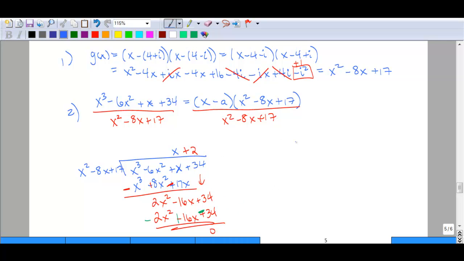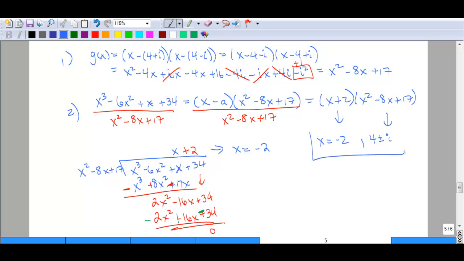X minus a is x plus 2. So this would give us a root of x equals negative 2 if we subtract there. So we could rewrite this as x plus 2, x squared minus 8x plus 17. And again, our root here is x equals negative 2, and our roots from this are 4 plus or minus i, and we can write them together like that. That's fine. So these are our three roots.